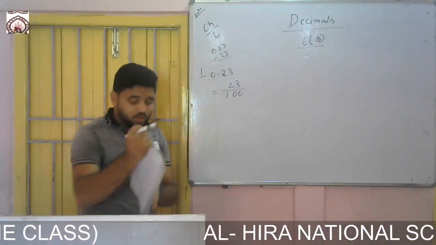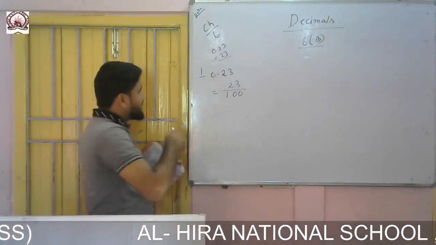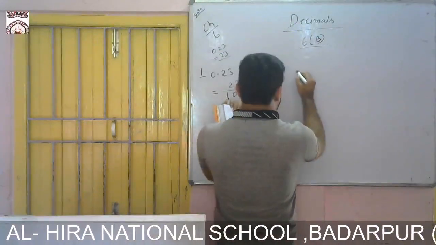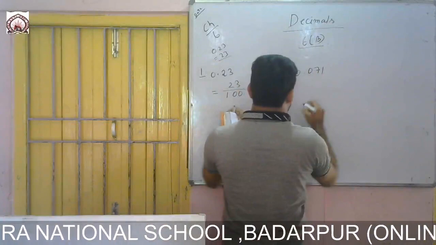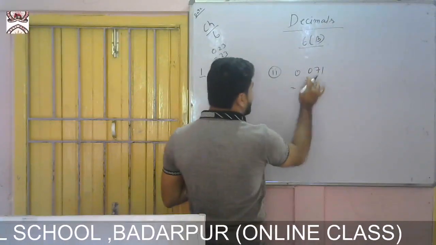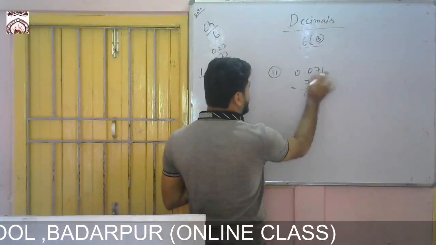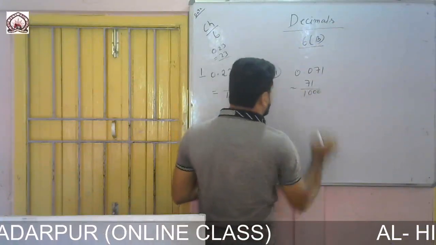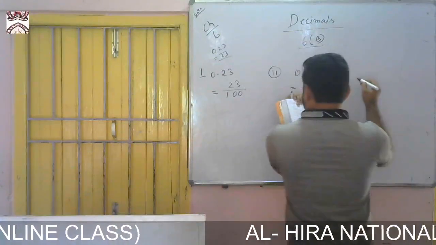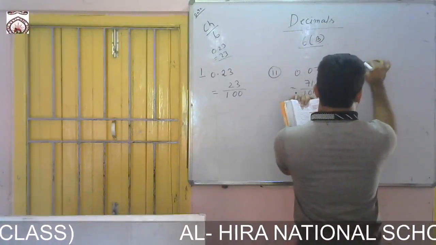Now come to question number 2. You see, question number 2 is 0.071. If I remove the point, it will be 71, and after the point there are 1, 2, 3 places, so 1000. Okay. Now come to question number 3.